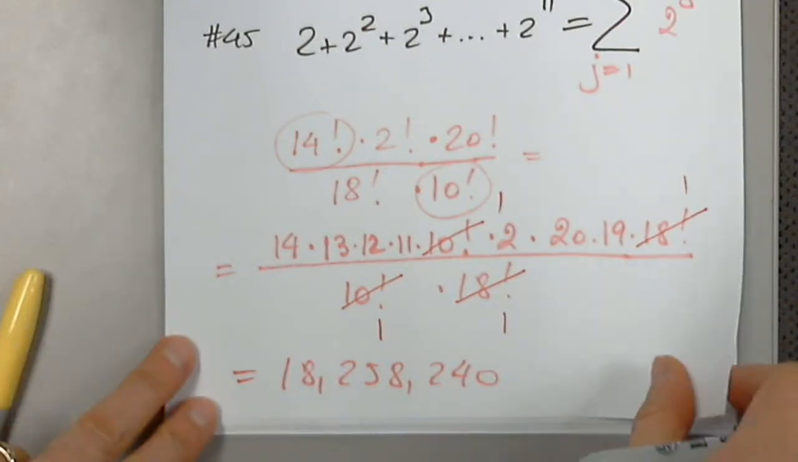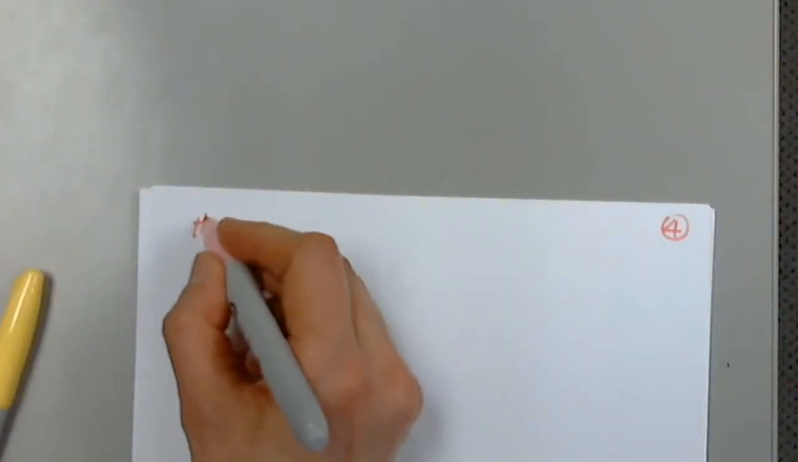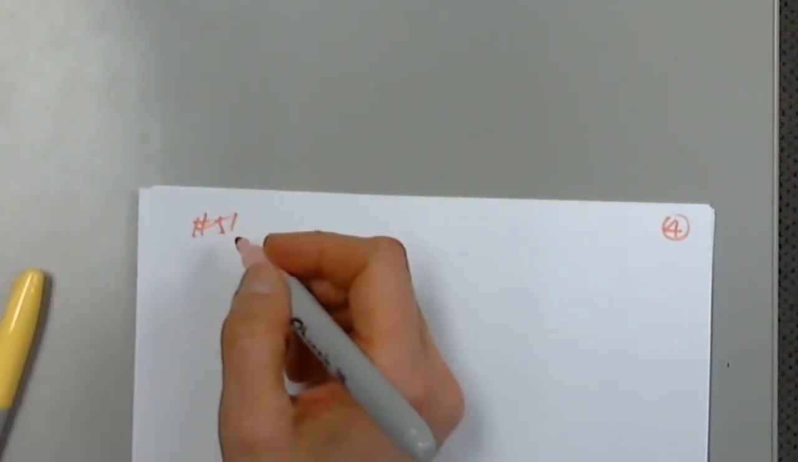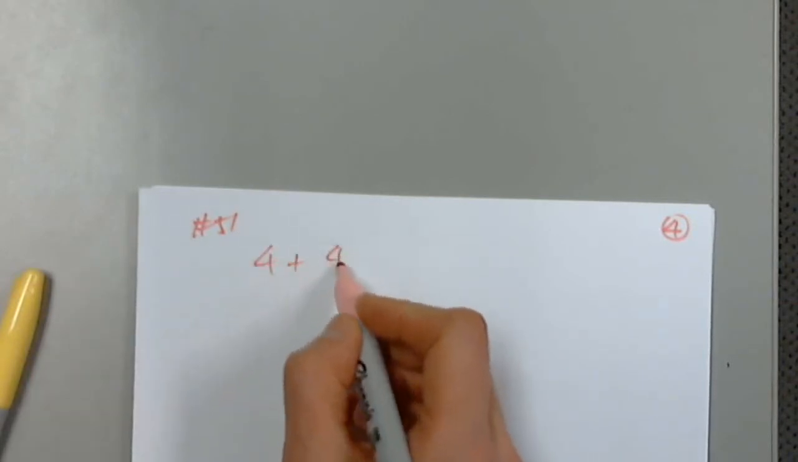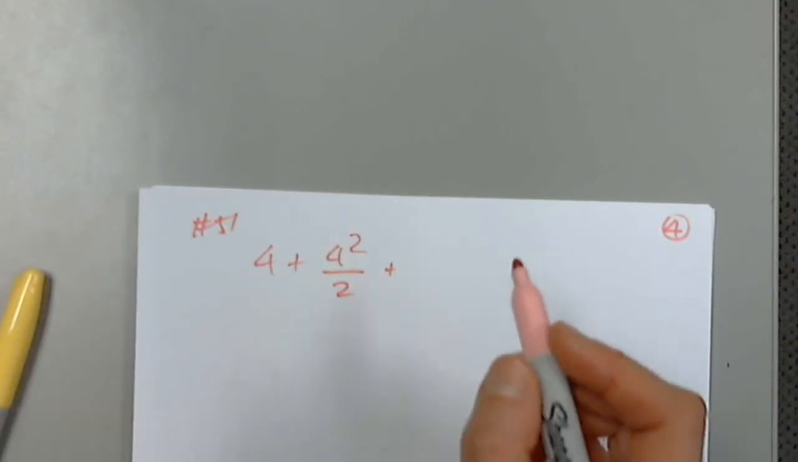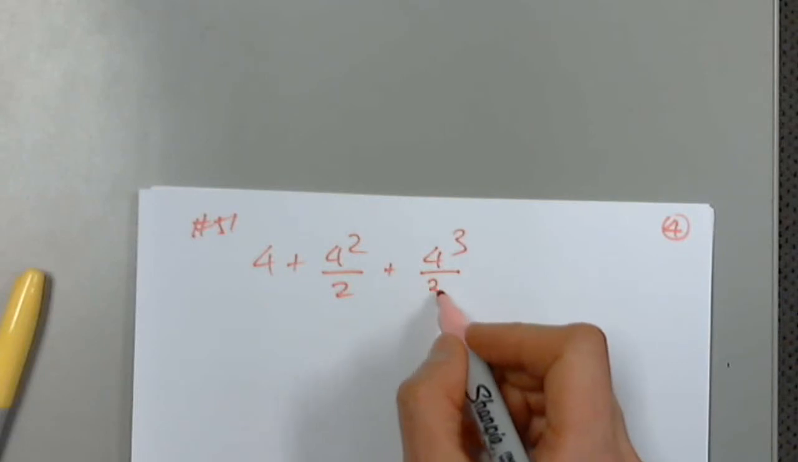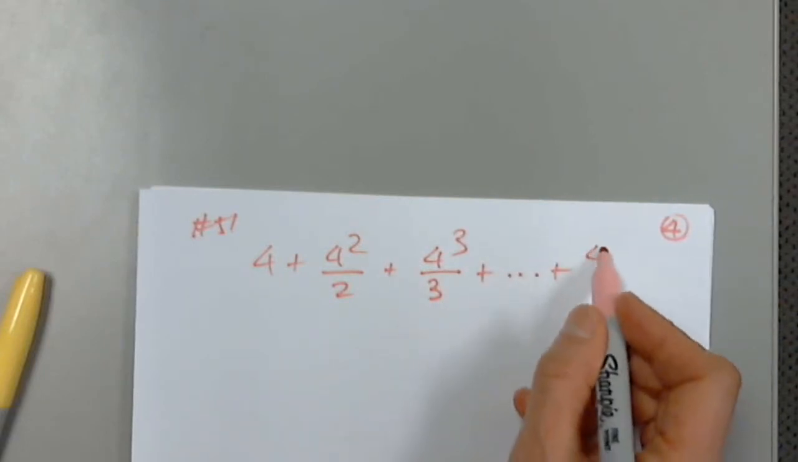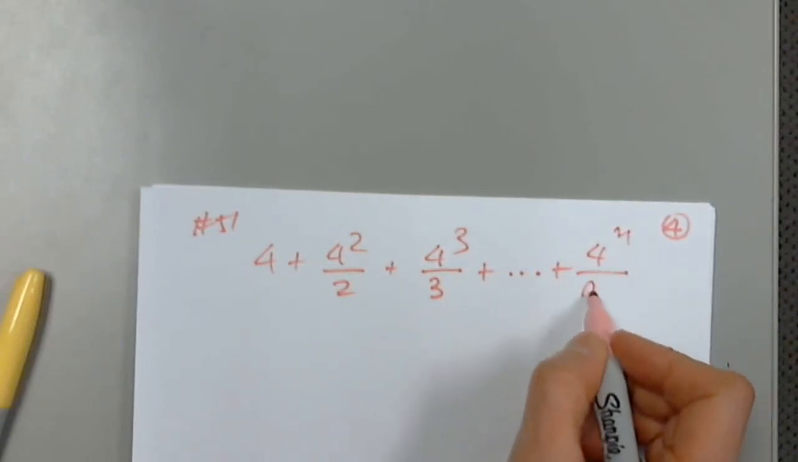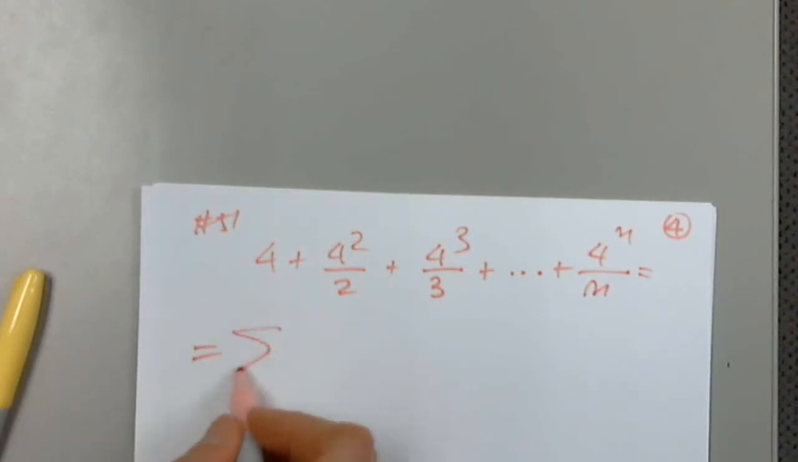Let's look at 51. Four plus 4 squared over 2 plus 4 cubed over 3 plus dot dot dot plus 4 to the nth power divided by n. And they want us to do the same thing. They want us to come up with the summation notation for this.